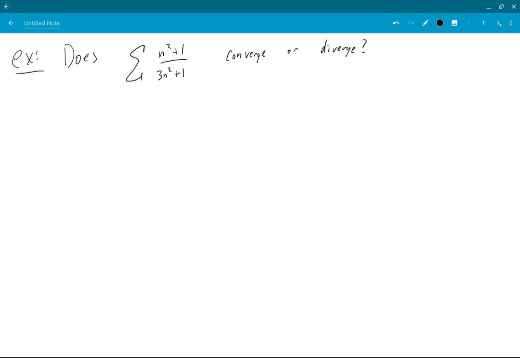Okay, so we're going to establish a bunch of tools over the next few sections that allow us to determine whether a series converges or diverges. So the first tool is something called the test for divergence. Theorem 6, I believe, in your textbook. So test for divergence.